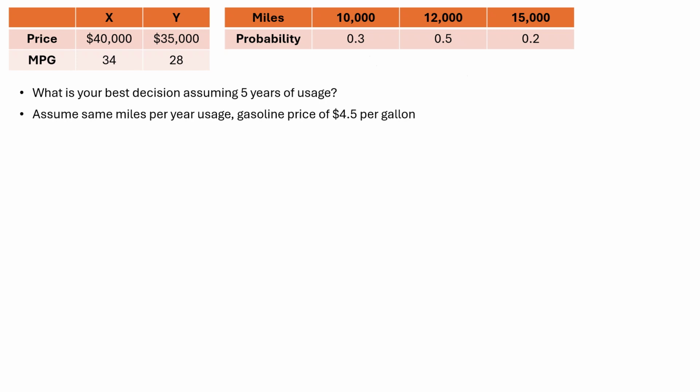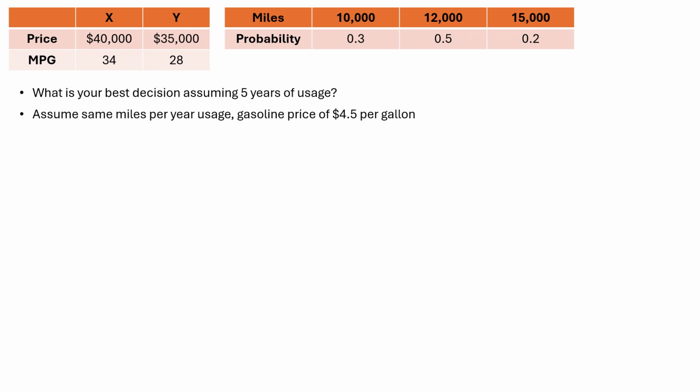If you relax these assumptions, your tree will just be more complicated. But for our demonstration purposes here, we're going to just make this very simple and assume that it's a fixed usage rate for the next 5 years, and the gasoline price doesn't change.